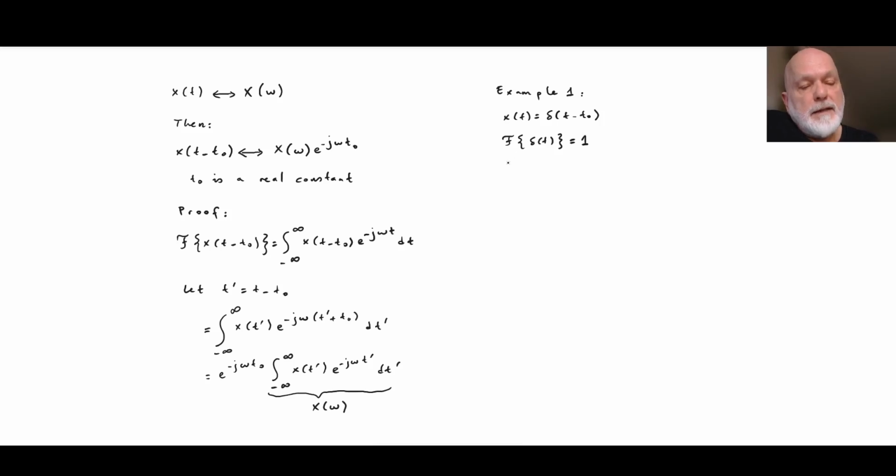And the Fourier transform of x of t is therefore, by using the result we have just proved, e to minus j omega t0. So this means that the magnitude of the Fourier transform is essentially unchanged, because the magnitude of e to minus j omega t0 is equal to 1. But for each frequency omega, we have the corresponding phase shift of amount minus omega t0.